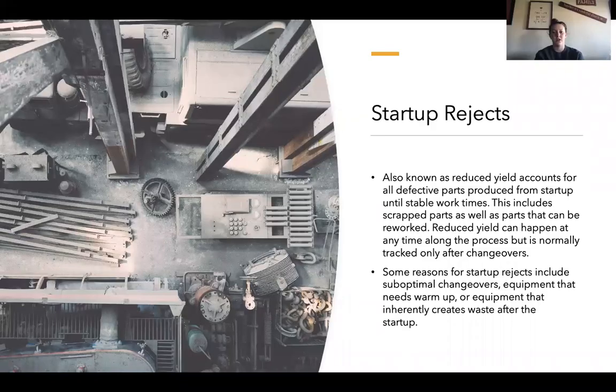So we also have startup rejects, and this is known as reduced yield, and it accounts for all defective parts that are produced from startup until a stable work time. And this includes both scrapped parts as well as parts that can go back and be reworked. Some reasons for startup rejects are suboptimal changeovers. So when a person comes to their new station, they're not quite ready, or any equipment warm up time to where it gets acclimated to the process.